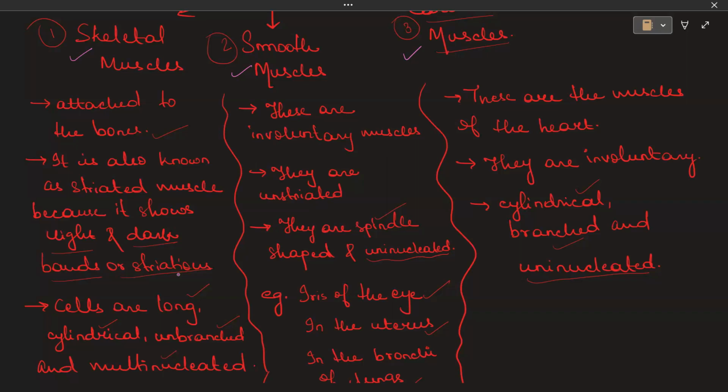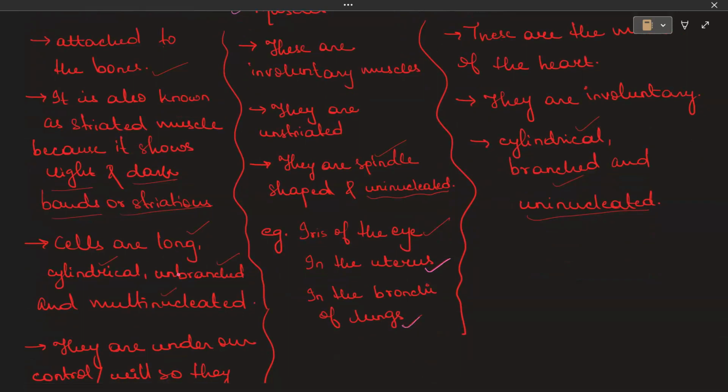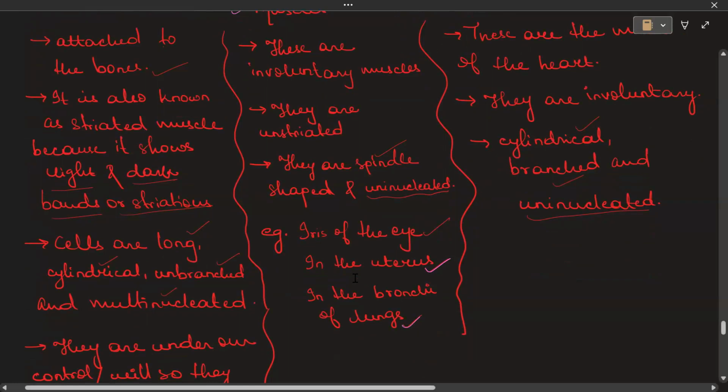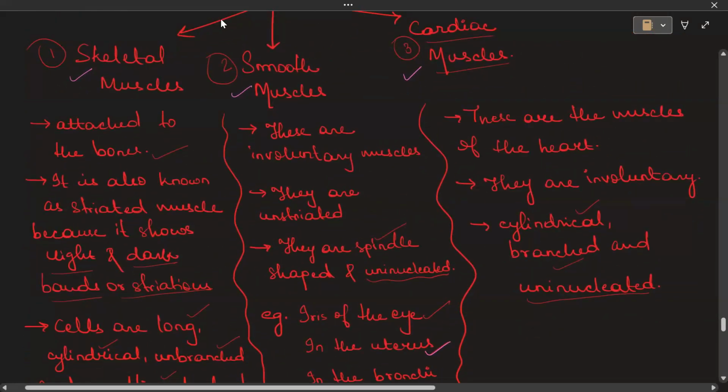Okay. Where is it present? So it is present in the iris of the eye, it is present in the uterus, it is present in the bronchi of the lungs. And you cannot control any of these things. Whatever happens in the uterus, can you control it? No. So that is why the muscles present in the uterus, muscles present in the bronchi, all of these are involuntary muscles. Is it clear to everyone? Yes, ma'am. Okay, very good.